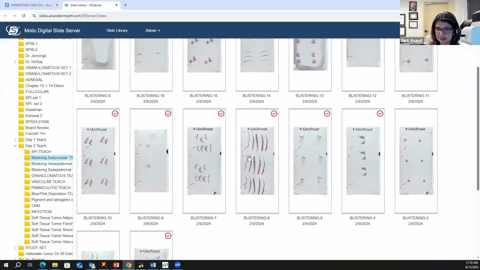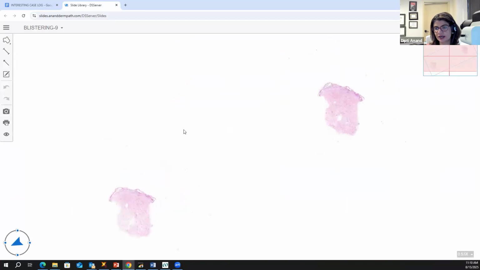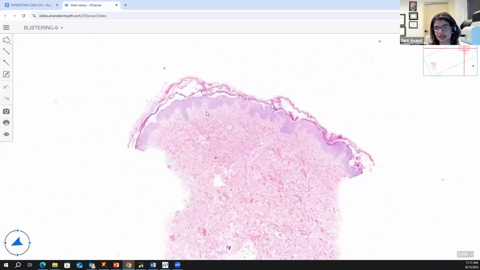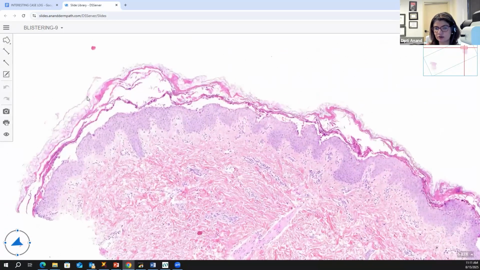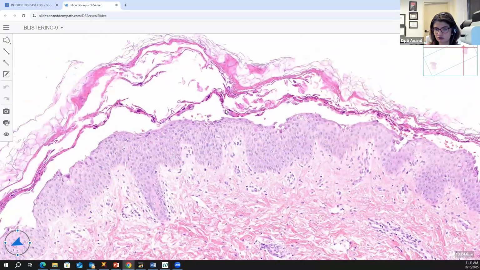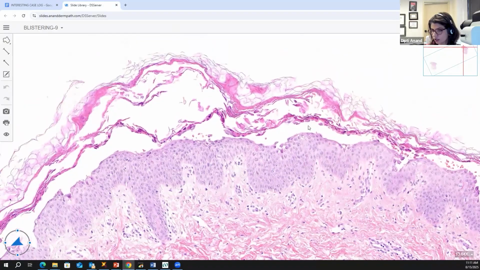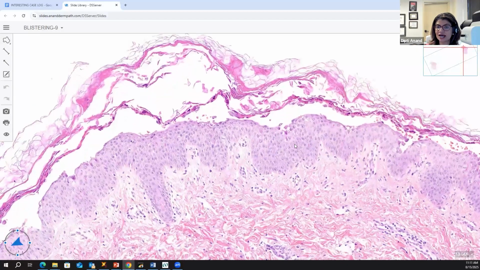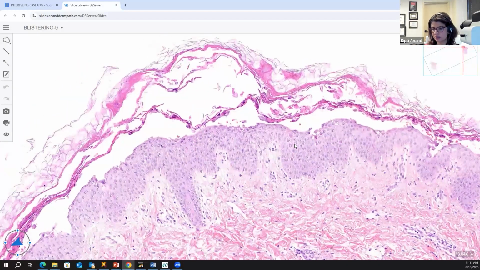Okay. The next entity is also really important board-wise. So this is a subcorneal blister again. You can see the nice subcorneal blister. There is quite a lot of acantholysis, which is involving the superficial stratum spinosum, the granular cell layer, and the stratum corneum. This is what is known as a cell-poor subcorneal blister. So you can see that there is no inflammation here. It's a subcorneal blister with no inflammation, but with just acantholysis.